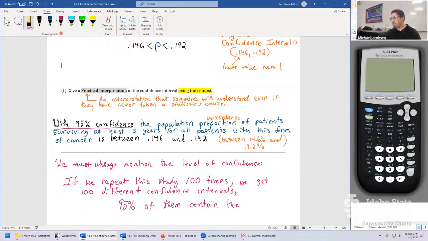I meant to switch colors here. Contain the unknown parameter P. And that's the big thing about what we mean by confidence. It's the success rate of the entire procedure.